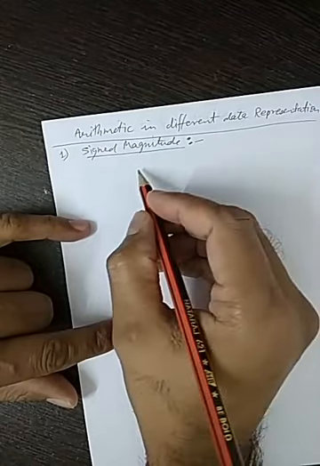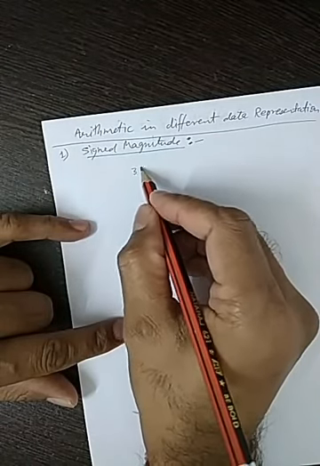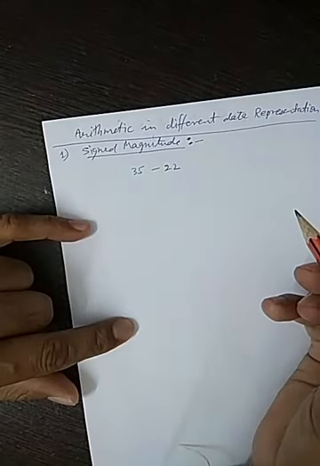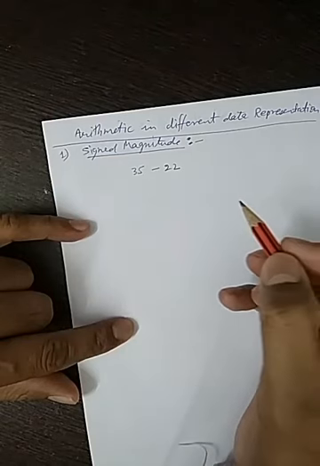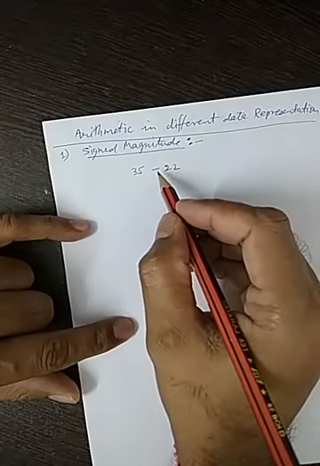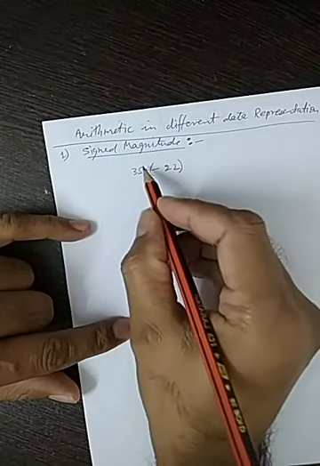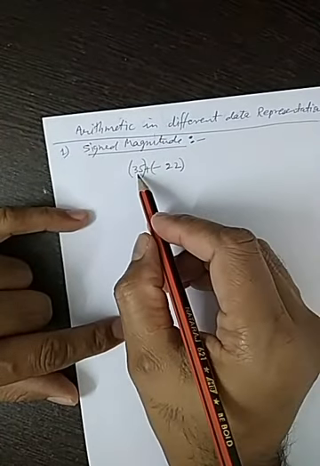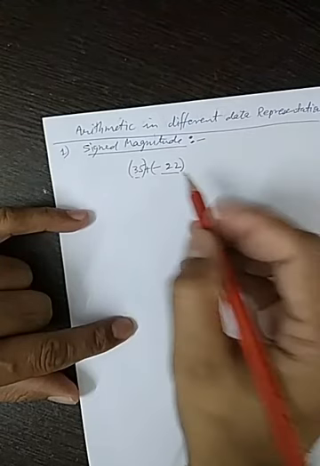to show you. Suppose I have the expression 35 minus 22. I am dealing with the decimal number system, since we are very much habitual in the decimal number system. That is why I am taking this example. So I am taking two numbers x and y. X is positive, y is negative.